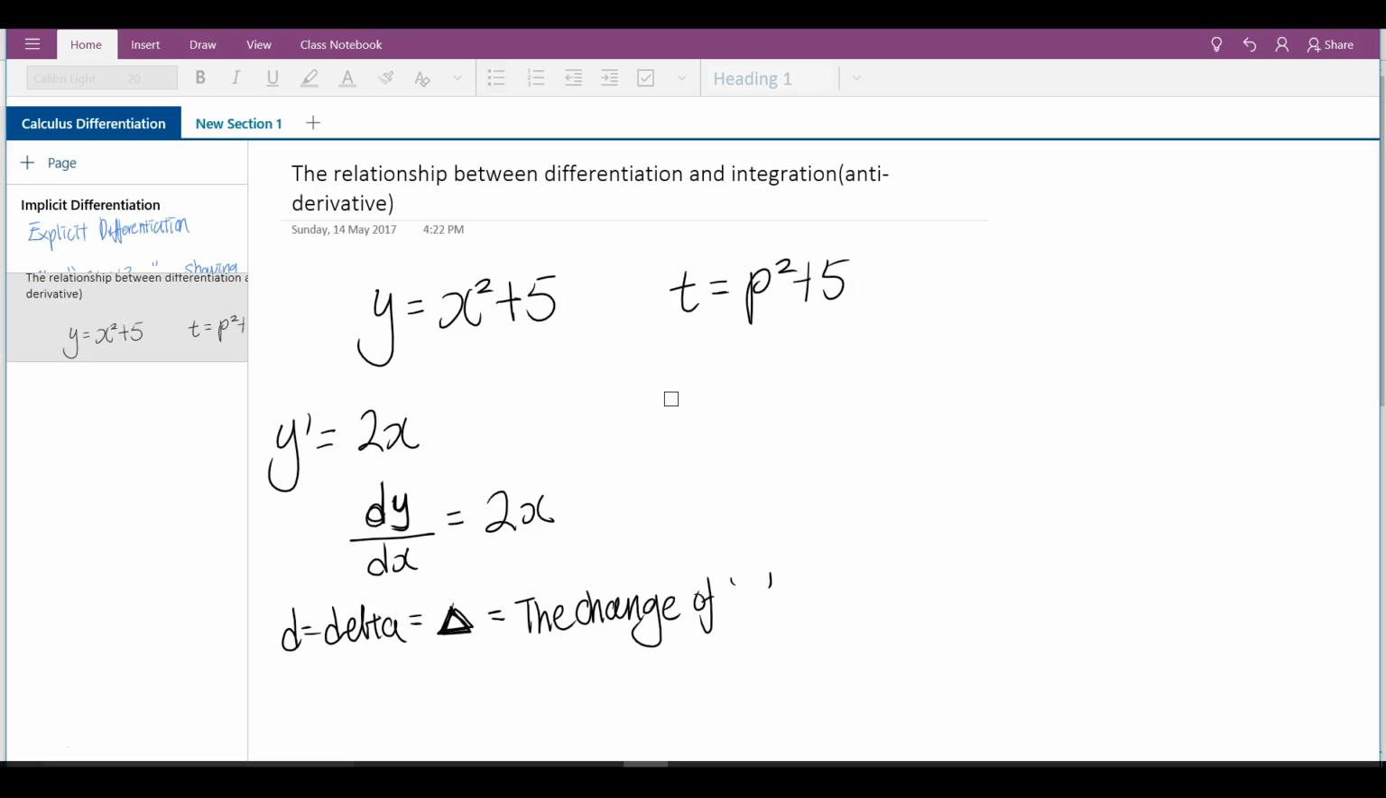But what you actually should be writing, or I hope you should be doing this, it should be delta t over delta p, right? So we are differentiating t with respect to p. So the change of t with respect to the change of p. And that is what differentiation actually is, right? We're looking at the changes with respect to the two variables, right? So that's equal to 2p.